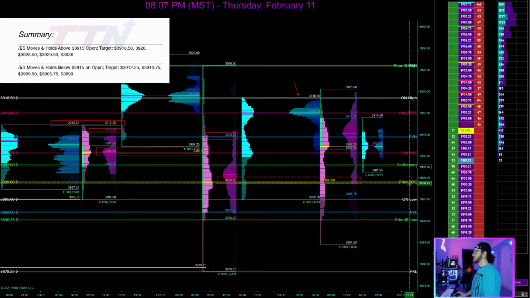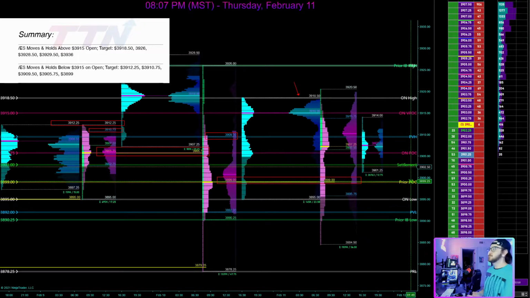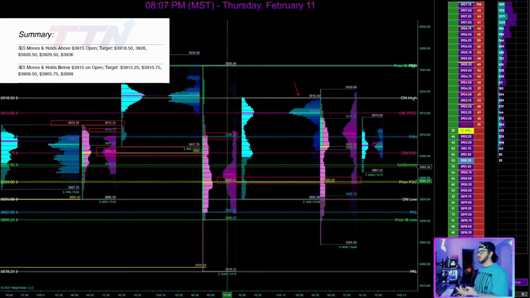You can see I have that labeled right here as prior POC. And that is a very likely level, especially if we break, a line in the sand type level, to be filled or be tapped in the next regular trading hour session. So for those of you guys who are not aware, a naked point of control is a point of control that is formed and that is not tested.